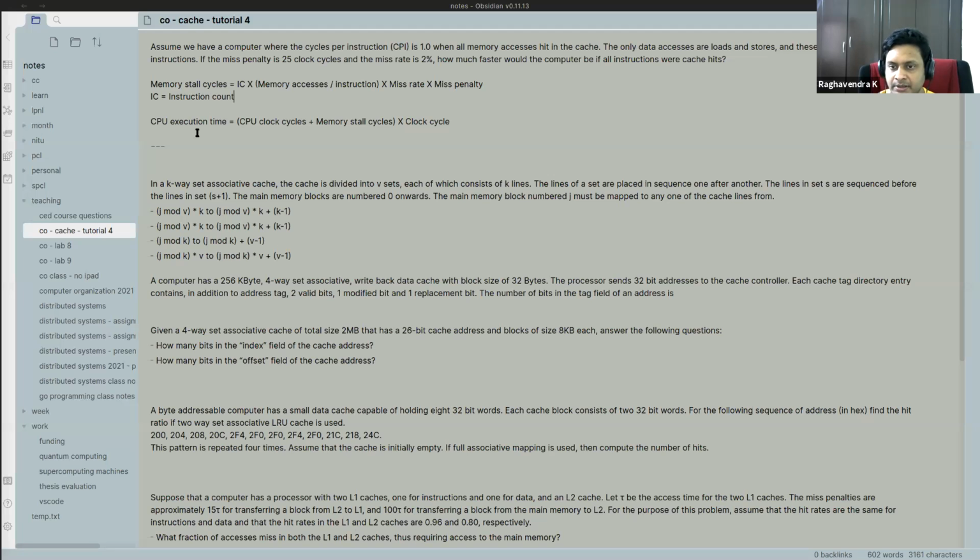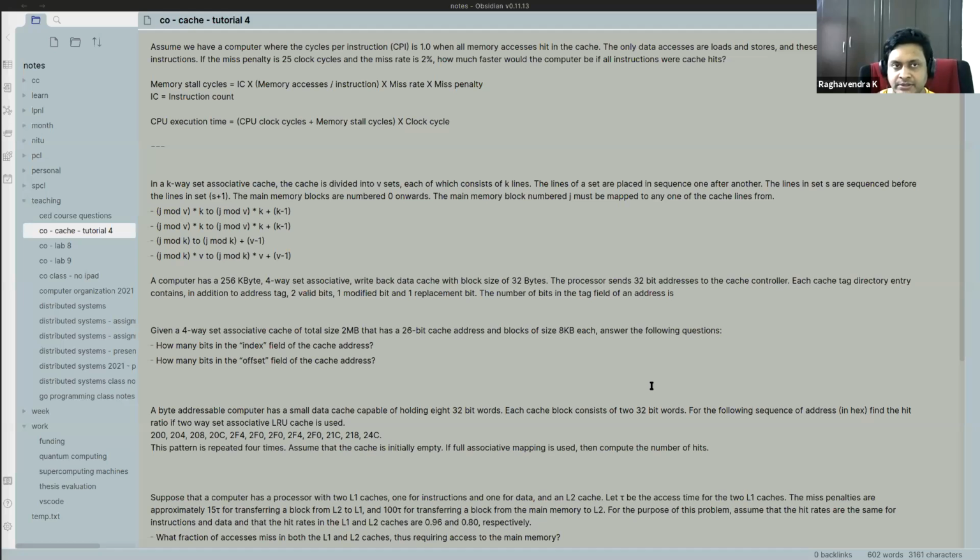These are kind of straightforward equations. So memory stall cycles is instruction count into memory accesses per instruction into miss rate into miss penalty. Then you calculate the memory stall cycles, then you plug it into the CPU execution time. And the CPU execution time is CPU clock cycles plus memory stall cycles into the clock cycle time.